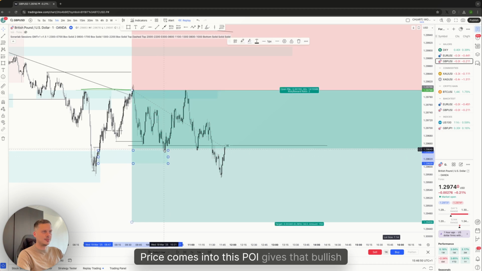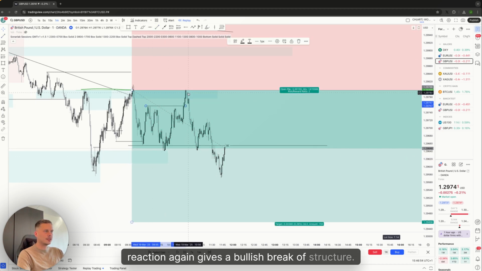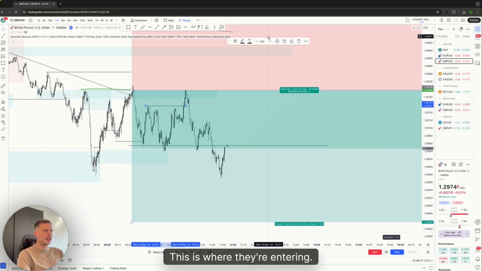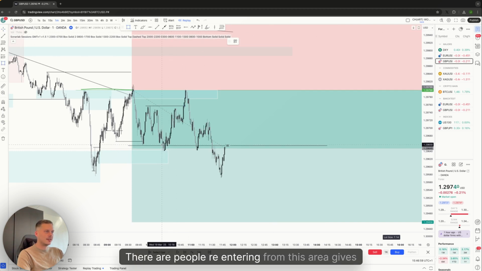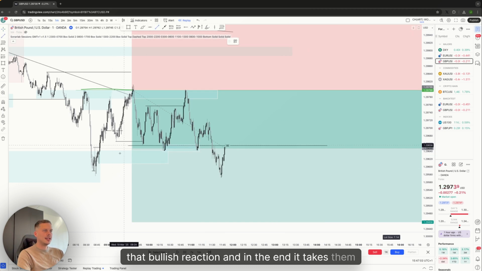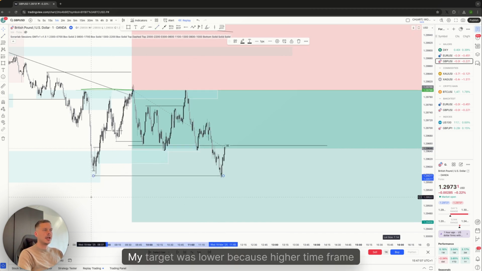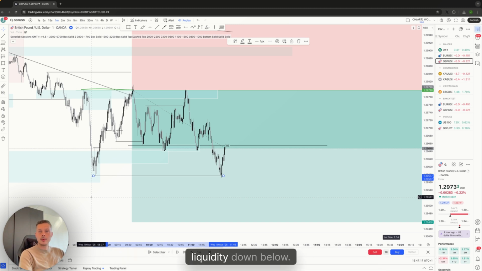Price comes into this POI, gives that bullish reaction. Again, gives a bullish break of structure. This is where they're entering. There are people re-entering from this area, gives that bullish reaction, and in the end, it takes them all out, all buyers liquidated. My target was lower because higher time frame narrative showed me that the DXY had higher time frame liquidity resting above, meaning that GBP USD had liquidity down below.